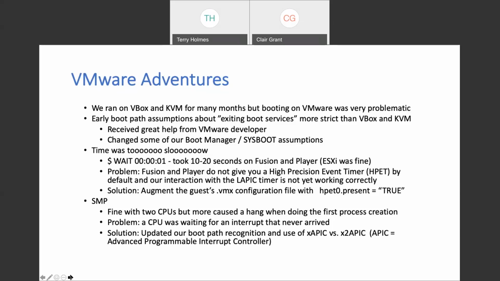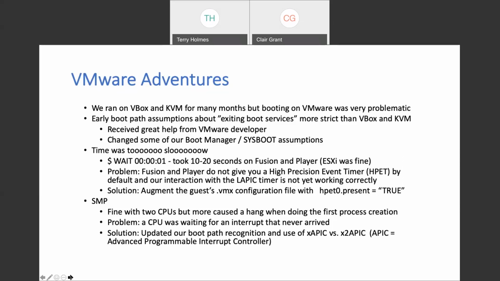Well, one of the things that got recognized very early was the timekeeping was horrible. And the DCL wait command of 1 second took anywhere from 10 to 20 seconds, depending on a number of things, on both Fusion and Player. And yet ESXi was fine. And here's one of those things you always have to remember. You're always at the mercy of what the software developers decided to do in their emulation. And what we ultimately discovered was on Fusion and Player, you did not get a high precision event timer clock by default, like you do in ESXi.